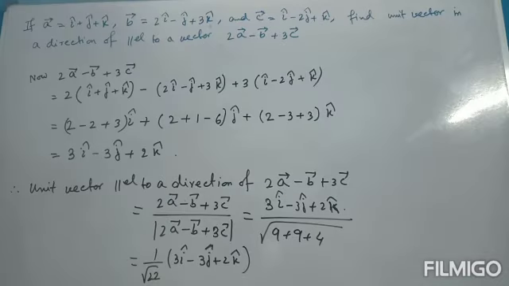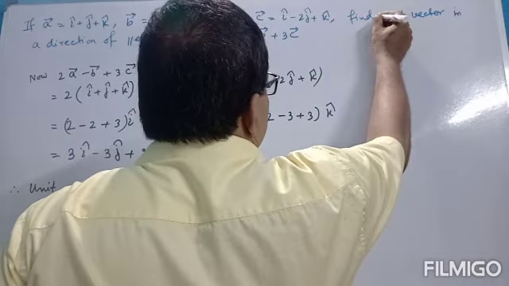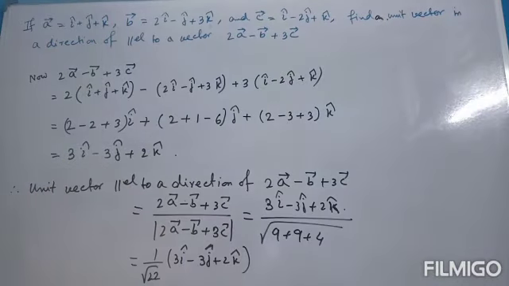Next question: if A is equal to i plus j plus k, B is equal to 2i minus j plus 3k, C is equal to i minus 2j plus k, find a unit vector in the direction parallel to the vector 2A minus B plus 3C. Find a unit vector, obviously. There are two unit vectors, but here we write only the plus one.